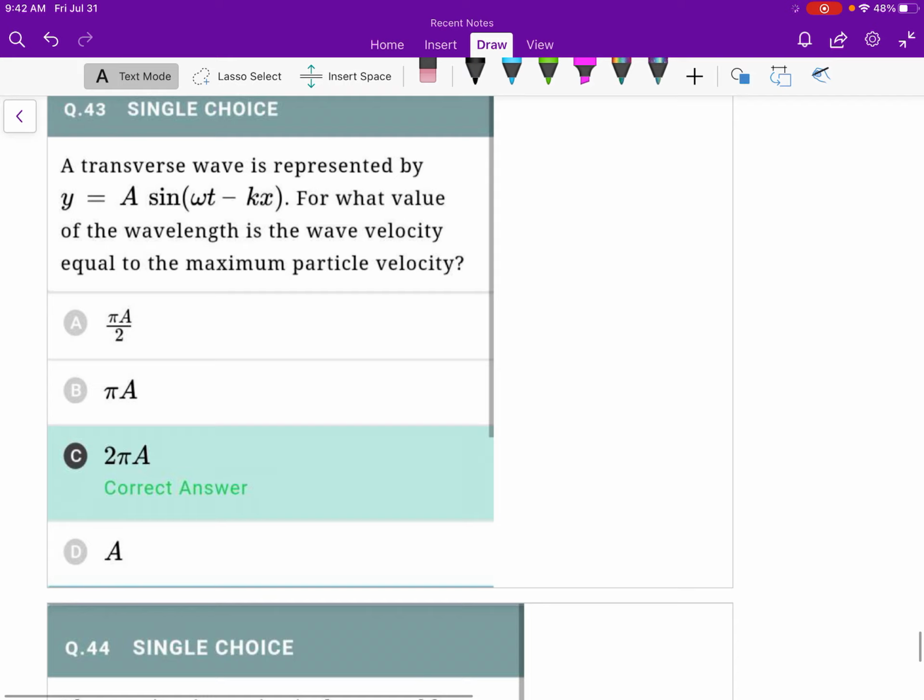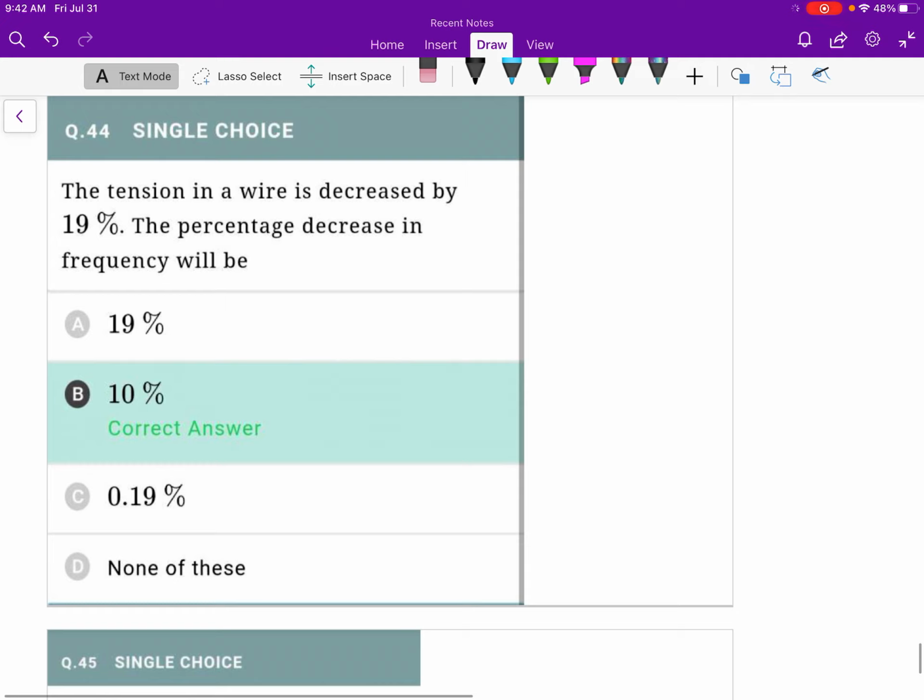Transverse wave, the maximum particle velocity is equal to the wave velocity in magnitude. So wave speed is omega by k, and maximum particle velocity is omega a. So k is 2 pi by lambda, so lambda upon 2 pi is a, so lambda is 2 pi a, so C is the correct option.